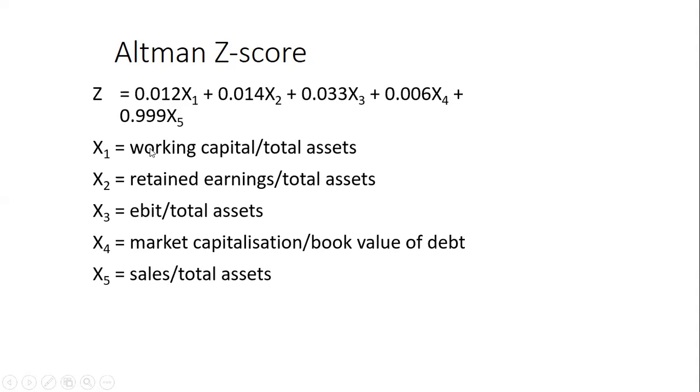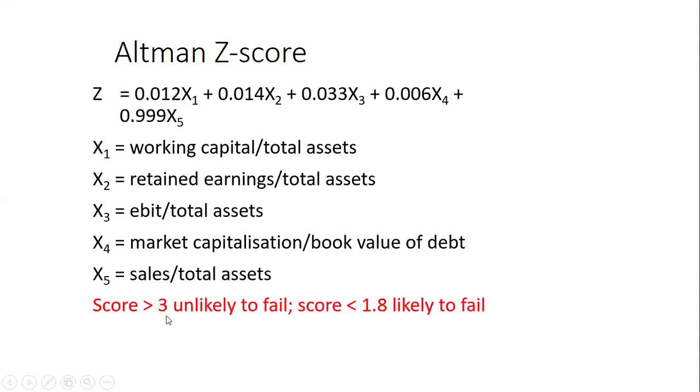Then according to Altman, if you score 3 or higher, you are not likely to fail. But if a business gets 1.8 or below, then the business is likely to fail.